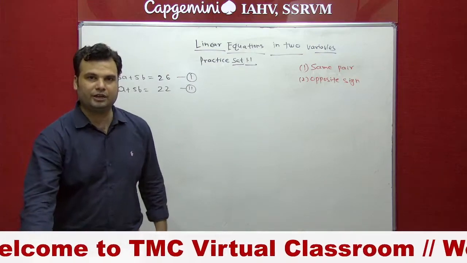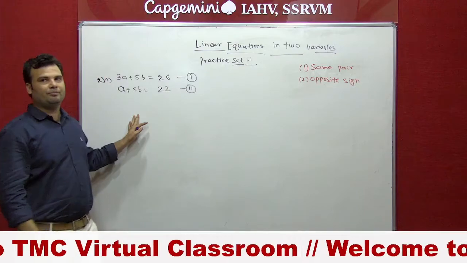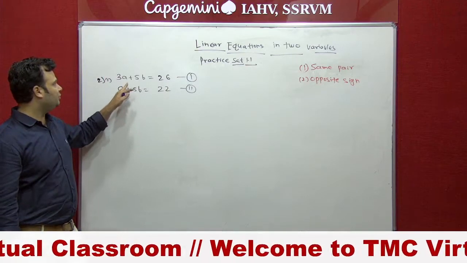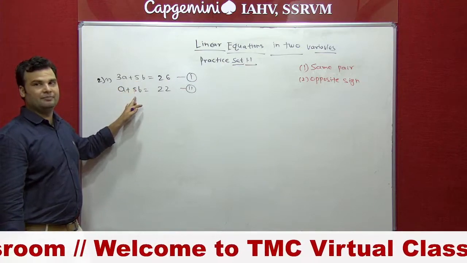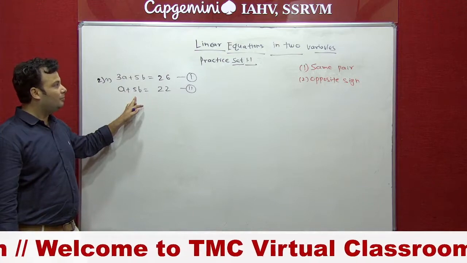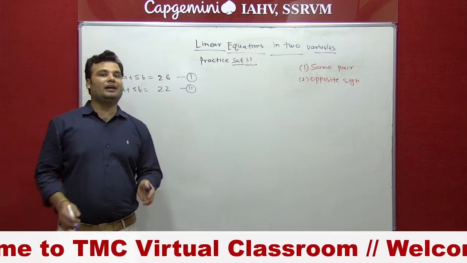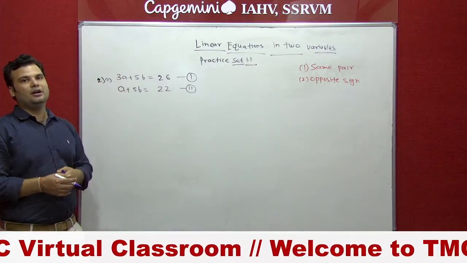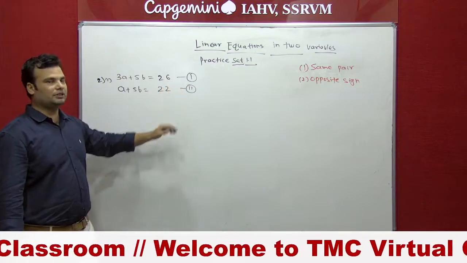So again student, you have to apply the same thing. Now you can see the condition is same pair and opposite sign. So same pair, but you can see a and 3a, that is not the same pair. 5b and 5b is the same pair, but we require opposite sign. If you want to convert plus into minus, we have to subtract. So we can subtract equation number 1 and equation number 2.